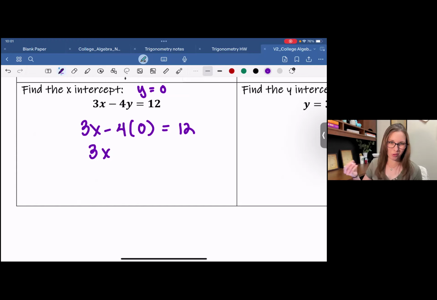Simplify. 4 times 0 is just 0. So I don't really need to write 0. You can if you want to. But in this case, it's not really relevant. I mean, it is relevant, but you know what I mean. It doesn't change the equation necessarily.